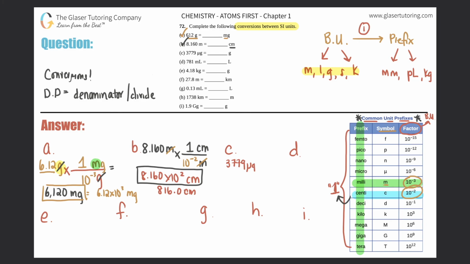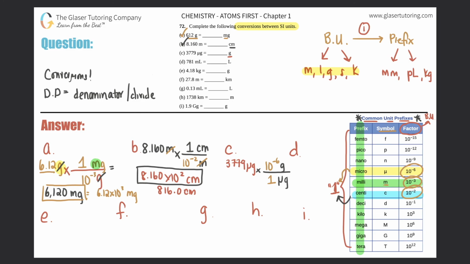3,779 micrograms, and I want to go to grams. So multiply, ratio, micrograms goes on the opposite side, grams goes on the numerator here. Micro is the prefix, we got to find it out. So micro is right here. Micro is the prefix, so that's a 1. 10 to the negative 6 is the base unit. In that case, it's grams. So it would just be 3,779 times 10 to the negative 6.